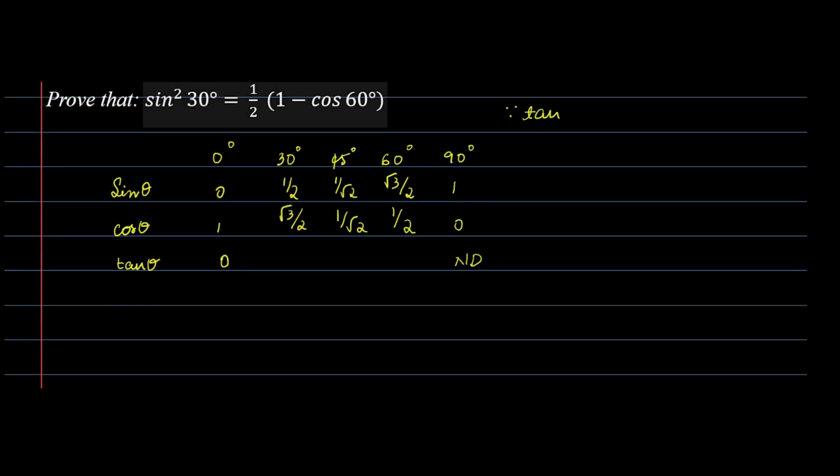For tan theta, it is the ratio of sin theta by cos theta. Tan 30 degrees is equal to 1 by root 3. Tan 45 degrees is 1 and tan 60 degrees is root 3.